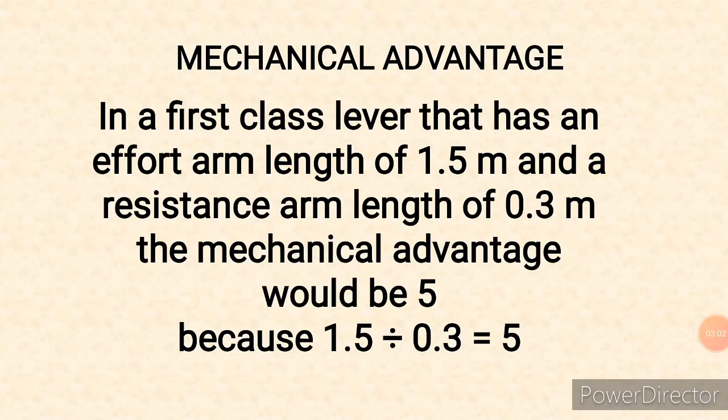Now look at this example. In a first class lever that has an effort arm length of 1.5 and a resistance arm length of 0.3, what will be the mechanical advantage? It will be 5. Why? If you divide 1.5 by 0.3, you will get what? 5. So that is the mechanical advantage.